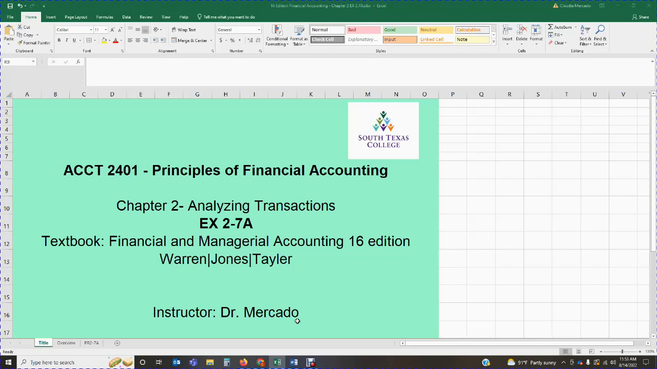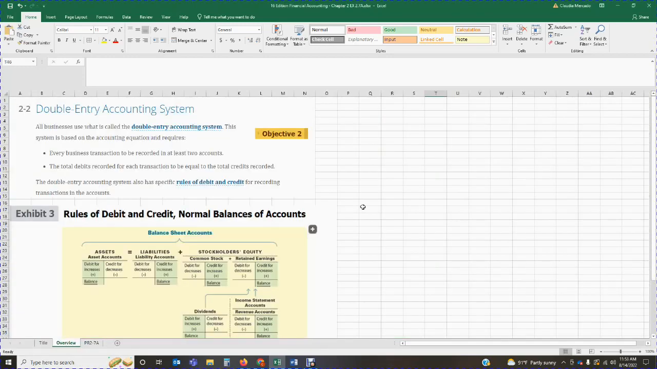on time. Okay. Now, before I go over the problem, I just wanted to go over some quick information from the chapter. Okay, this particular problem deals with the double entry accounting system. The double entry accounting system requires that every business transaction that is recorded affects at least two accounts. Okay, the total debits recorded for each transaction needs to be equal to the total credits. Accounting is a balancing act. Debits must equal credits at all times.